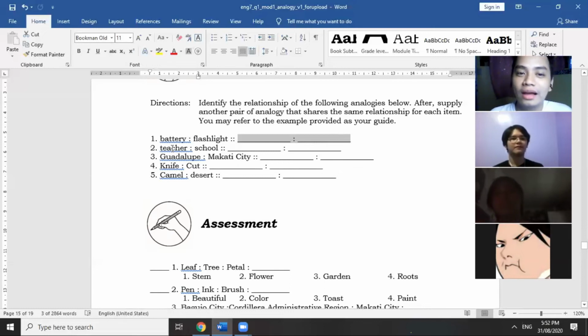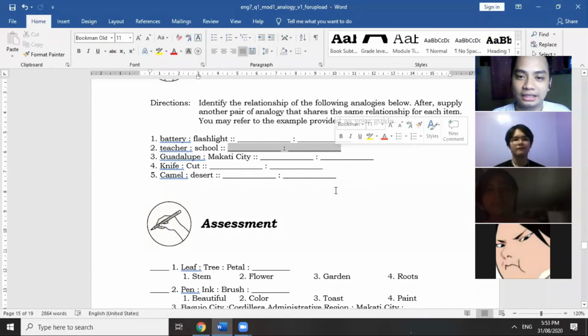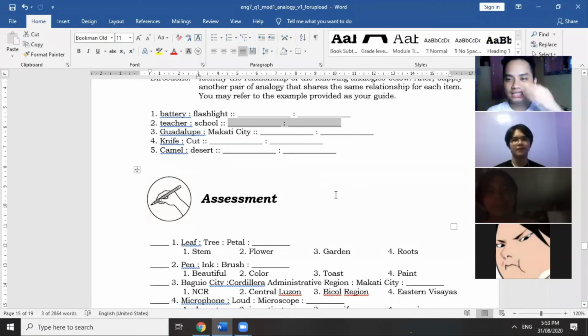Number 2. A teacher works in a school. So can you give a sample for that? Whoever can answer, can answer. A doctor works at a hospital. Very good. A doctor works in a hospital.